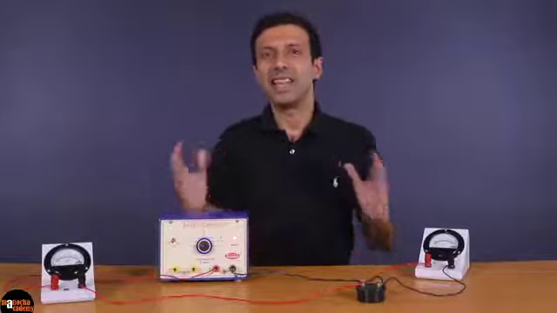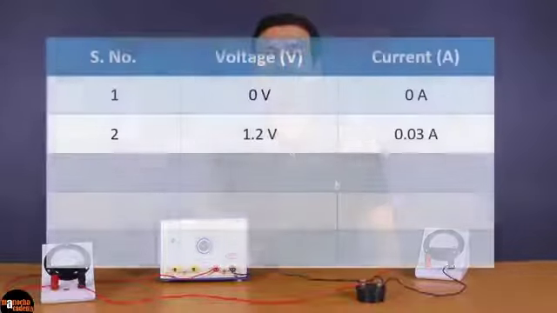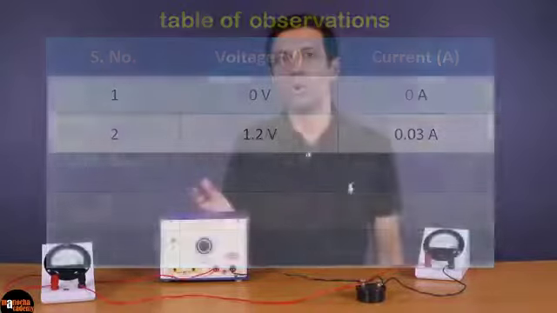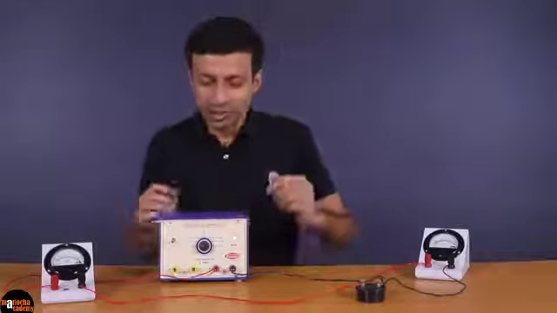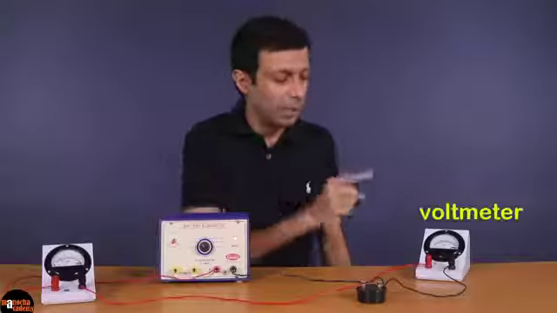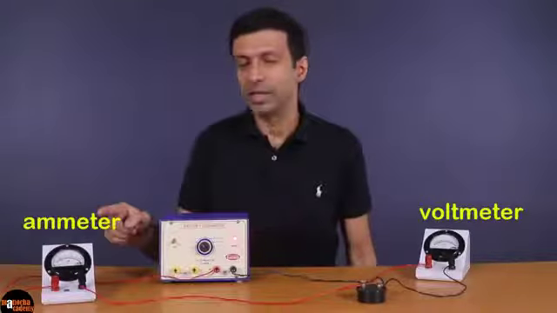This is our second data point. Let's add it to the table of observations. Now let's increase the voltage to 4 volts. And let's check the reading again in the voltmeter and in our ammeter.